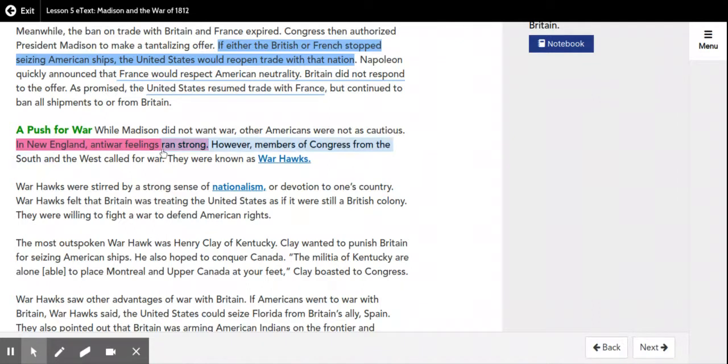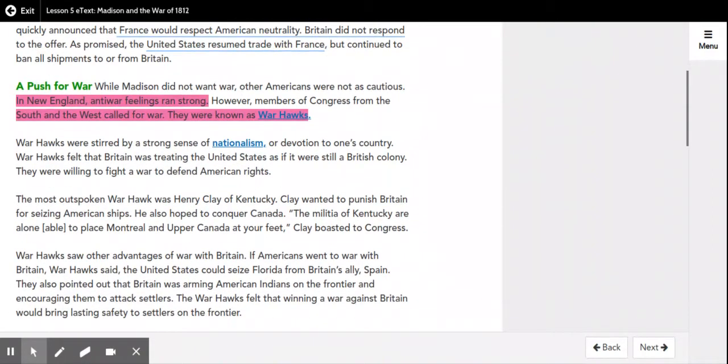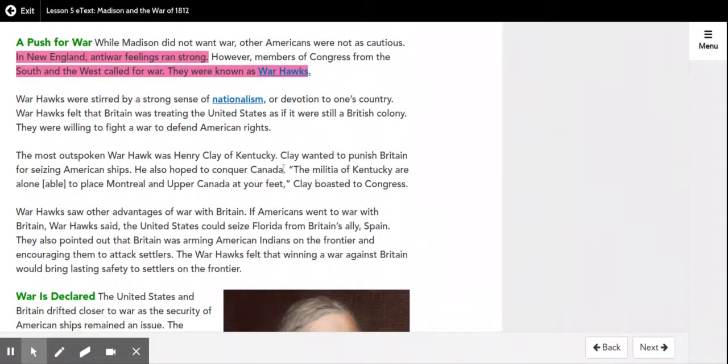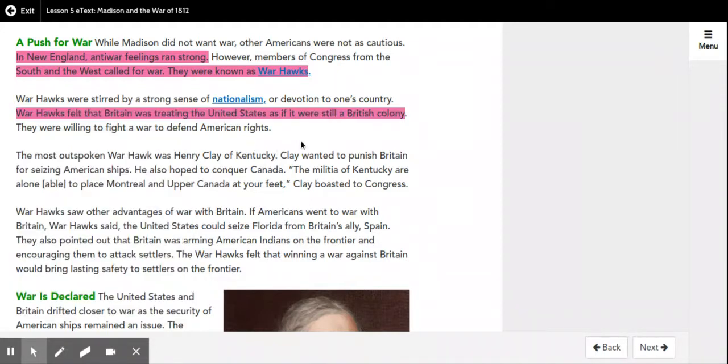The most outspoken war hawk was Henry Clay of Kentucky. Clay wanted to punish Britain for seizing American ships. He also hoped to conquer Canada. "The militia of Kentucky are alone able to place Montreal and Upper Canada at your feet," Clay boasted to Congress.